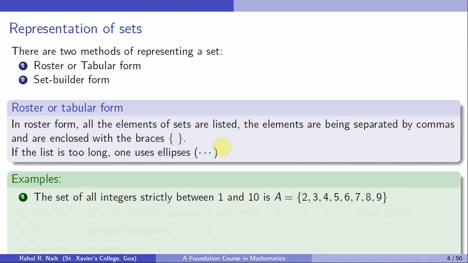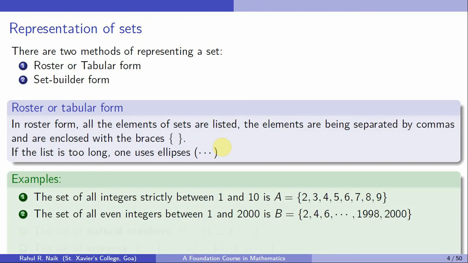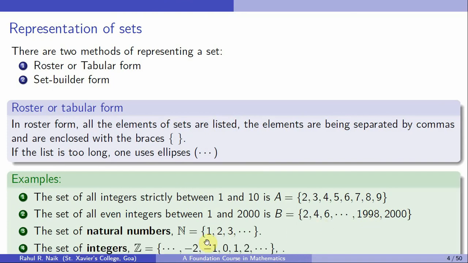The set of integers strictly between 1 and 10, just listing the elements, is an example of roster form. Again, the same mistake is occurring here when I say the set of all even integers between 1 and 2000. So this is again in the roster form, but here just remove this 2000 from the set. The last element is 1998. The set of natural numbers, this way of writing is called a roster form. The set of integers also, this way of listing the elements is called a roster form.